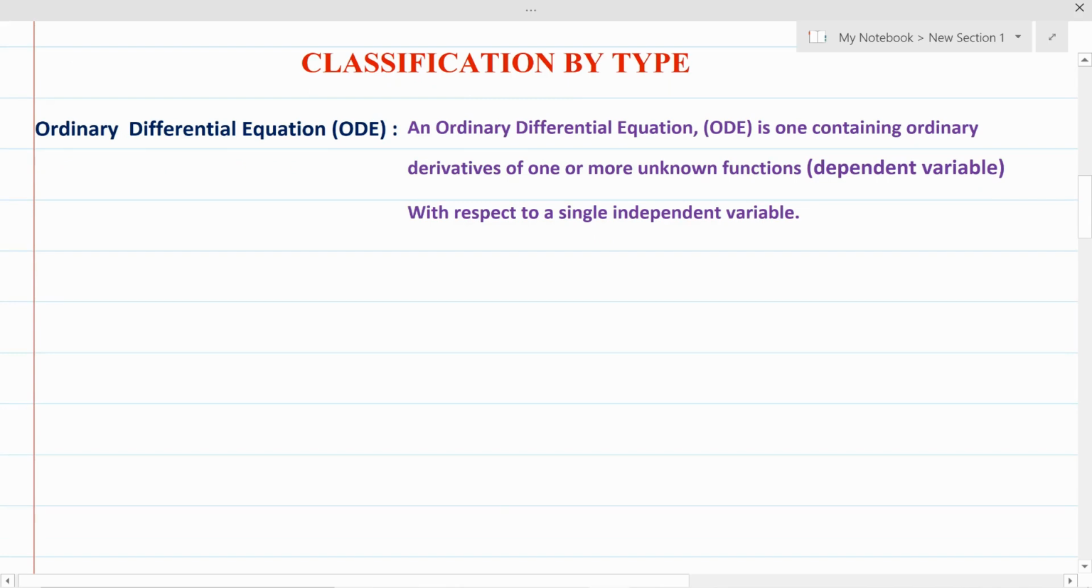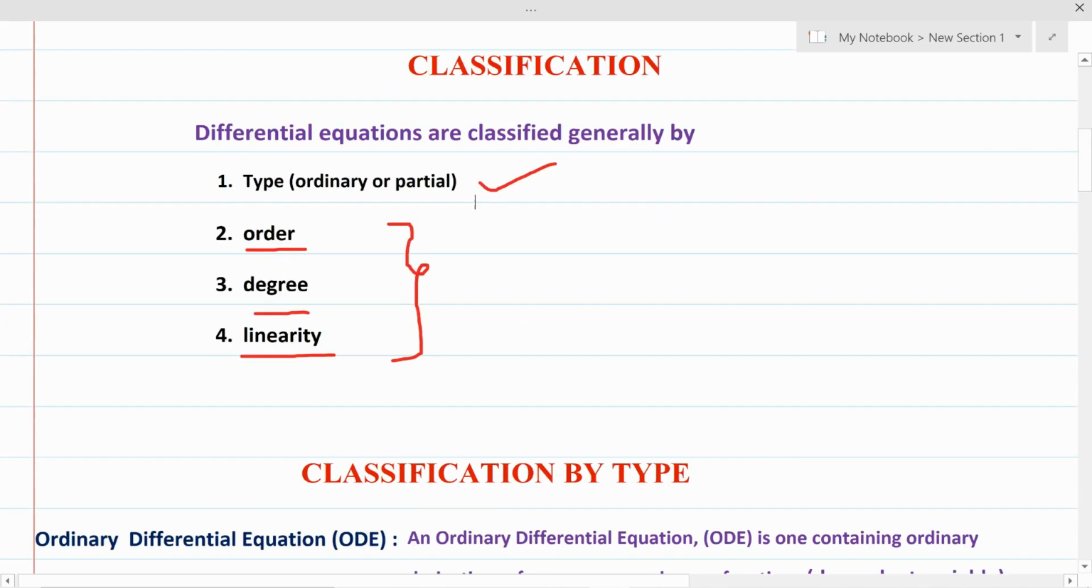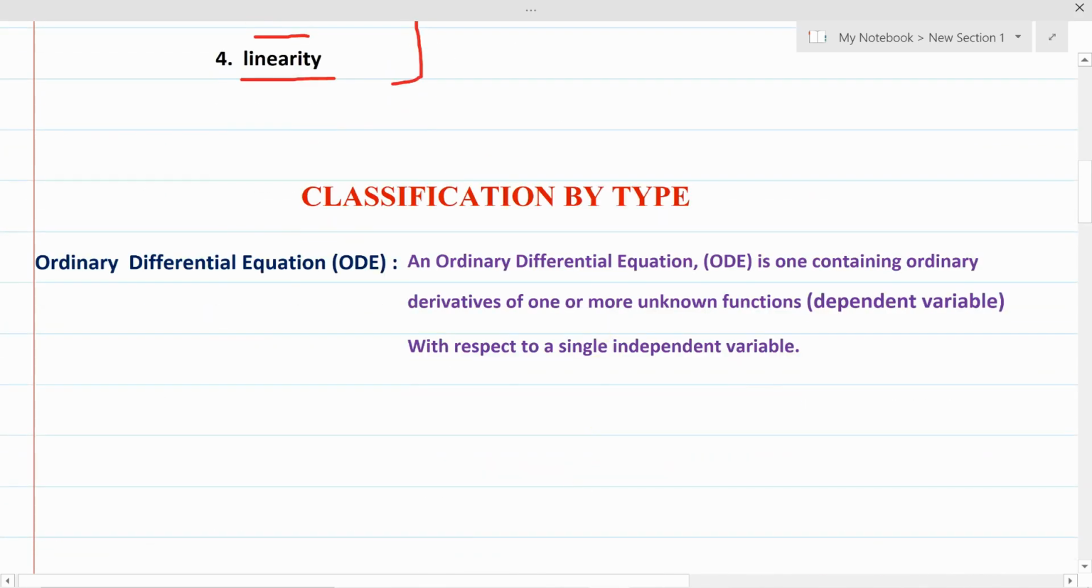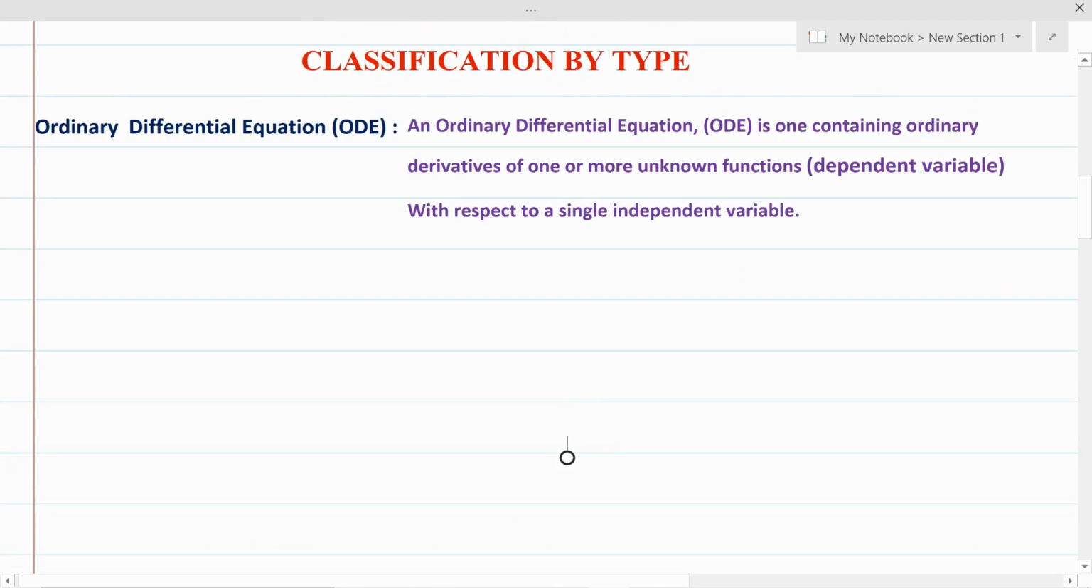So, classification by type. If I want to classify a differential equation by its type, we said we have either ordinary or partial. Let's say we are classifying them, and we have the ordinary differential equation, sometimes called ODE. We are saying that an ordinary differential equation, ODE, is one containing ordinary derivatives of one or more unknown functions, that is the dependent variable that we said earlier, with respect to a single independent variable.